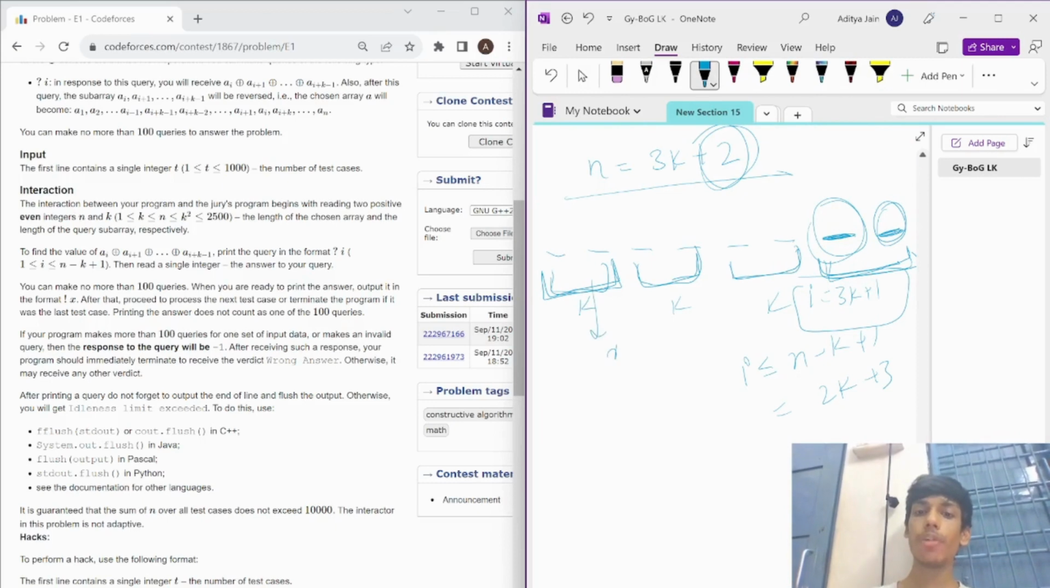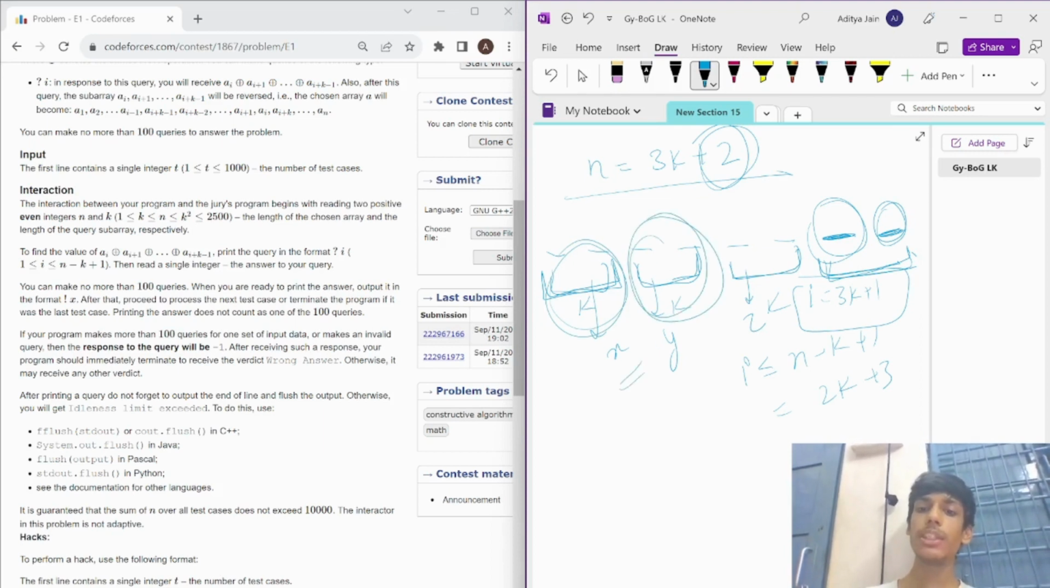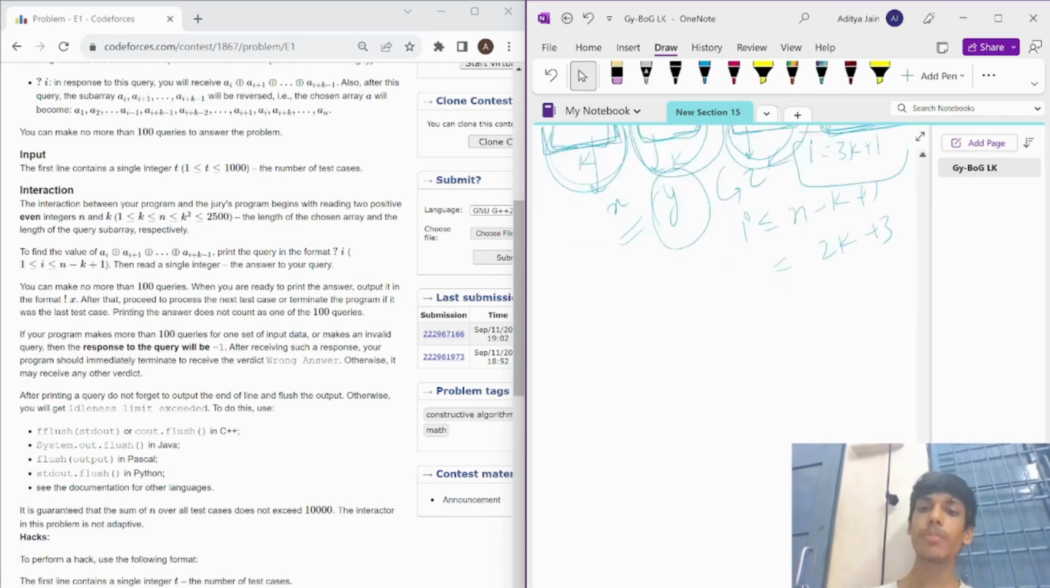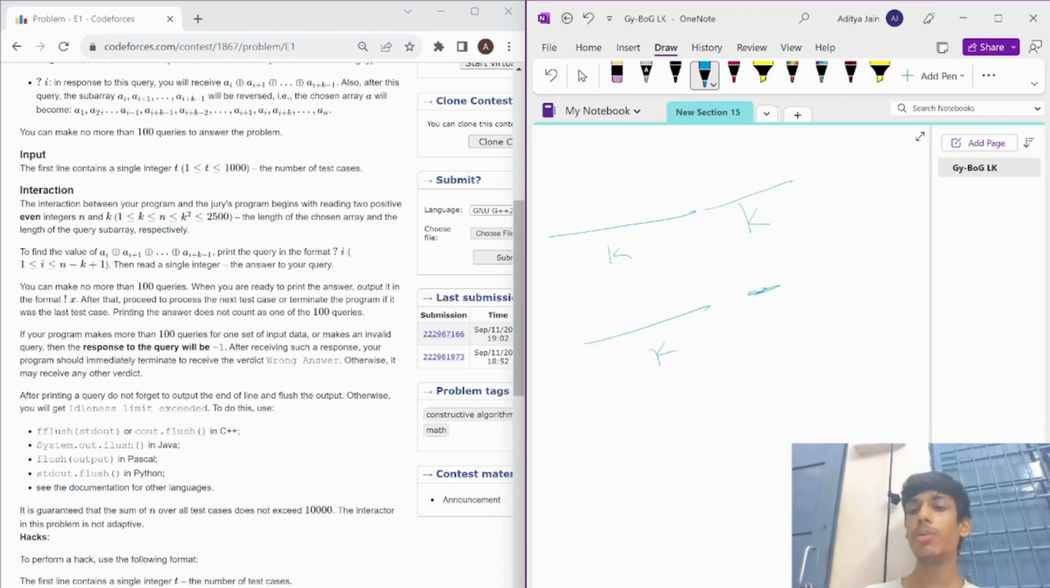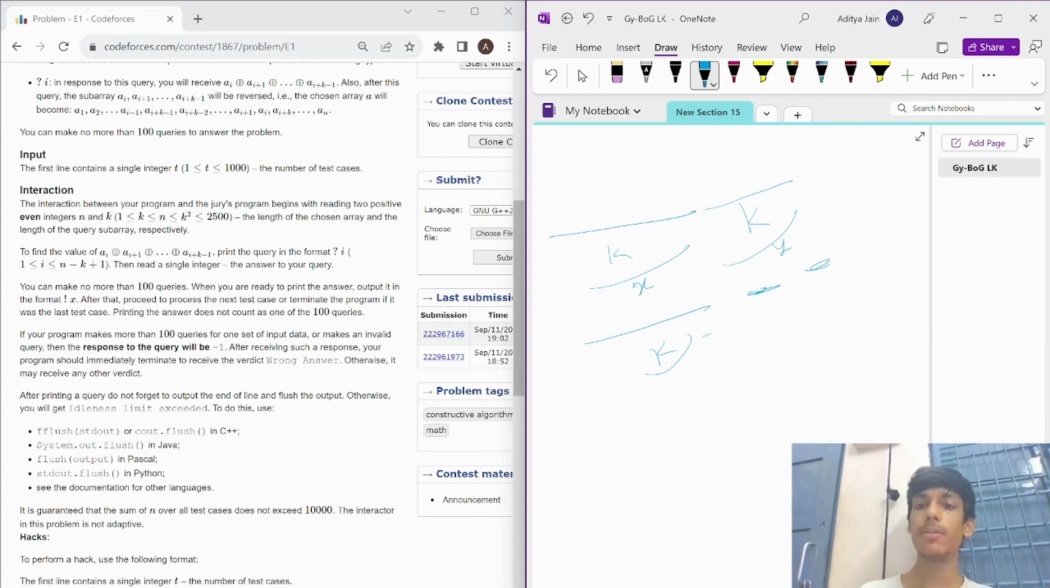Suppose you have the XOR of these segments: the XOR of this segment of length k as x, the XOR of this segment of length k as y, and the XOR of this segment of length k as z. Now we had one segment of length k, another segment of length k, a third segment of length k, and two numbers left. We have the XOR of these as x, y, z.